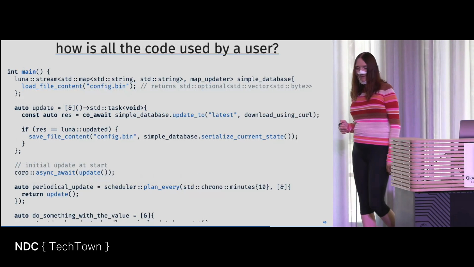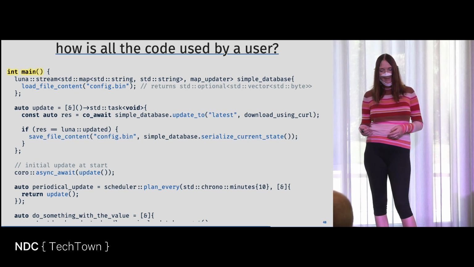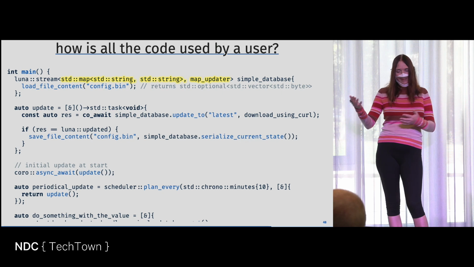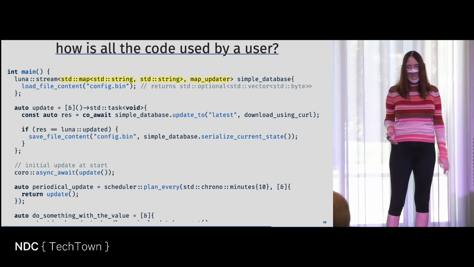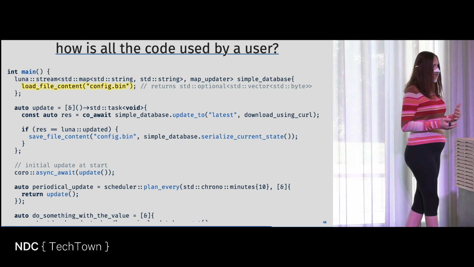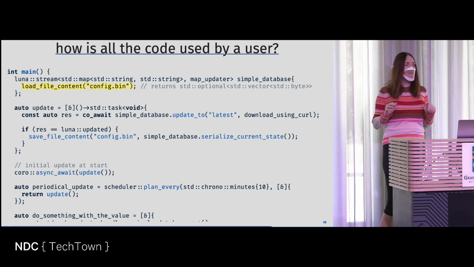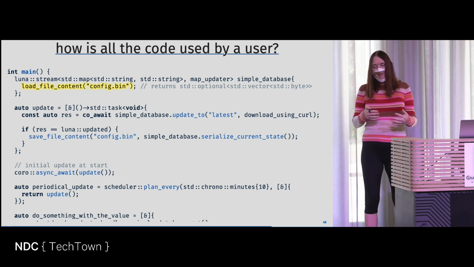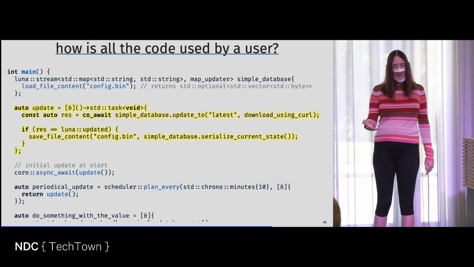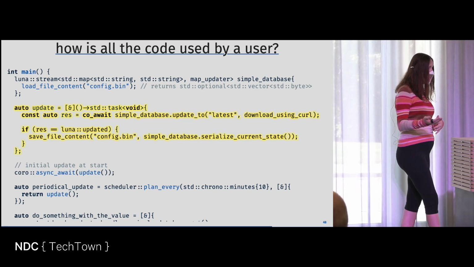Okay, and how you use it? You are in main. You have this stream, and in this case, I'm updating a map of string to strings with some traits to update them. It's like some sort of database, maybe a config database, and I have a function which will load the file config bin and provide it to me at the start. Then I have a coroutine which will do the update for me to the latest alias or tag, if you want.